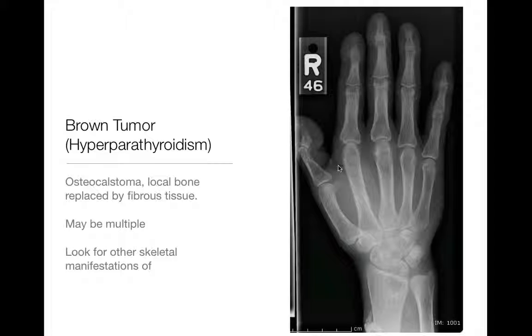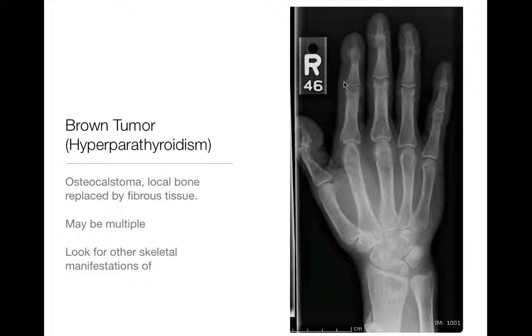So in this radiograph of the hand, for example, we see there's this geographic lytic lesion in the distal radius. There's a couple in the carpal bones. And then we look for other signs of hyperparathyroidism. So we see this band-like resorption of the distal phalanges right here, this kind of acro-osteolysis in a way, this typical band-like resorption.